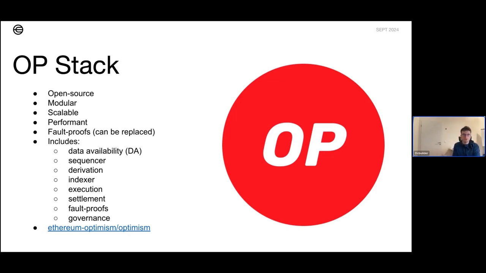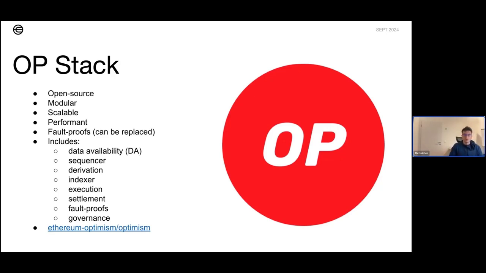And then fault proofs, what I mentioned, is this sort of program that allows you to prove that something was incorrectly executed on the scalability solution. So this is the thing that allows you to actually build the scalability solution in the future, in the first place. And then a governance set of smart contracts that allow you to do different upgrades to the network, right? For example, Optimism currently can be upgraded by the Security Council of OP Labs and some other entities like Optimism Foundation and a few other external contributors.